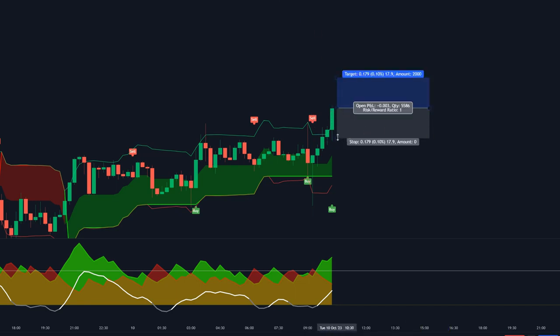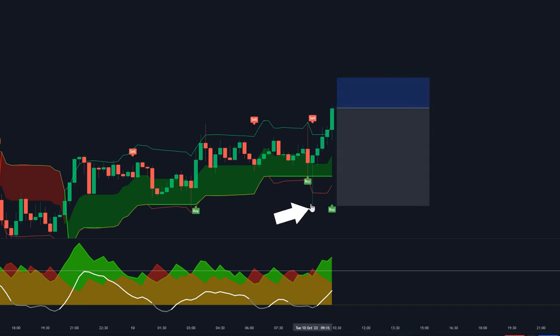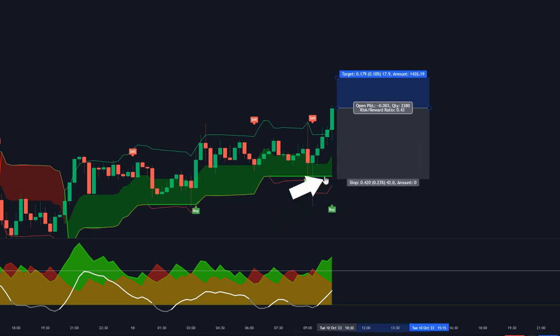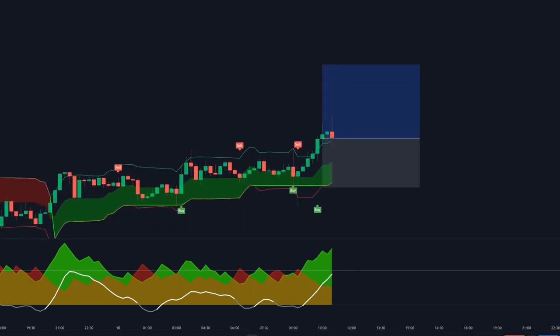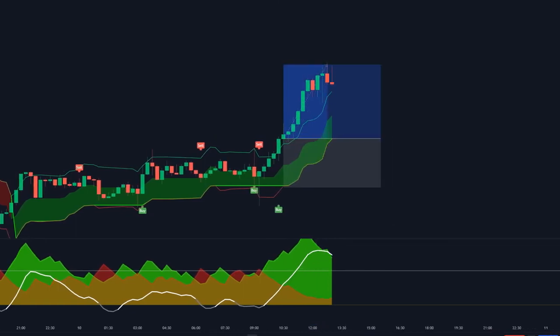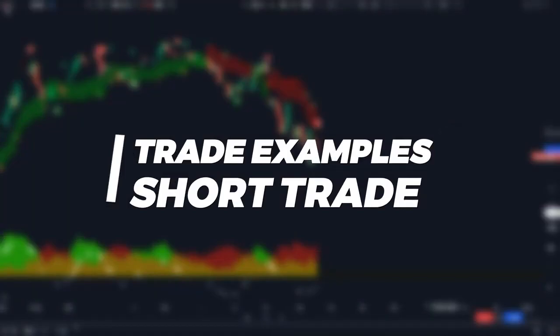The stop loss is going to be set at the most recent swing low or right below this yellow line. For the take profit, we're going to set it at 1.5 times the risk. We let this trade run and take profit.